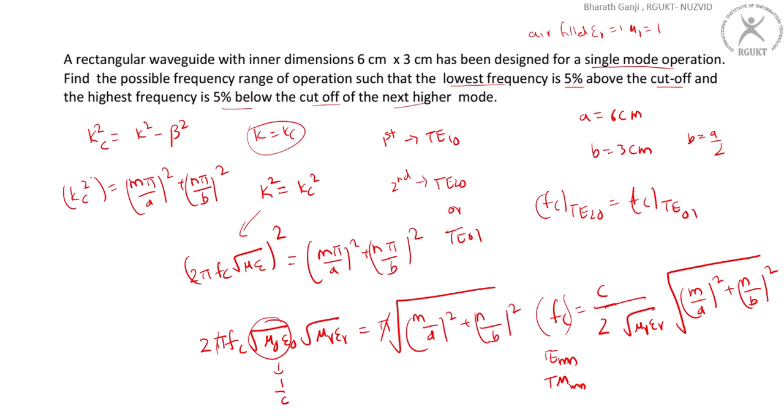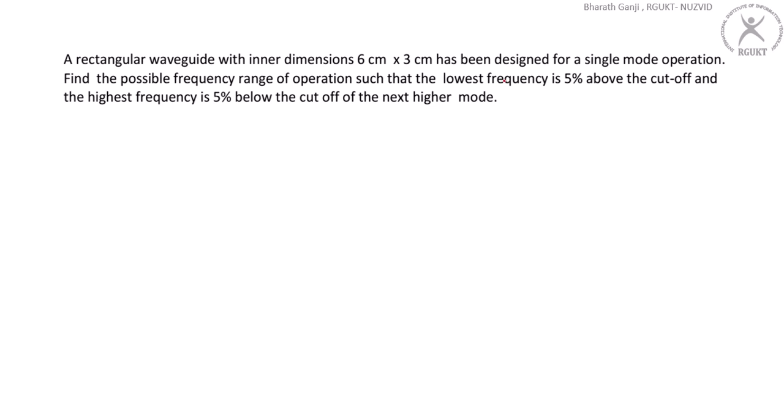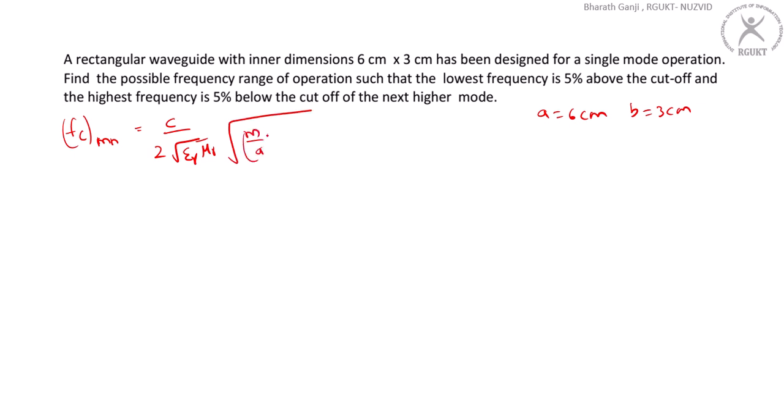So let me write: A is equal to 6 centimeters and B is given as 3 centimeters, and the general cutoff frequency of any mn mode is c by 2 times 1 over the square root of epsilon r into mu r, times the square root of (m by a) whole square plus (n by b) whole square.